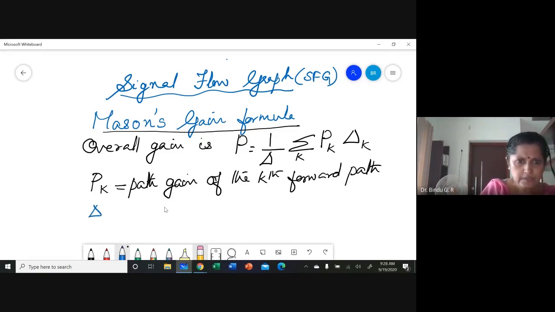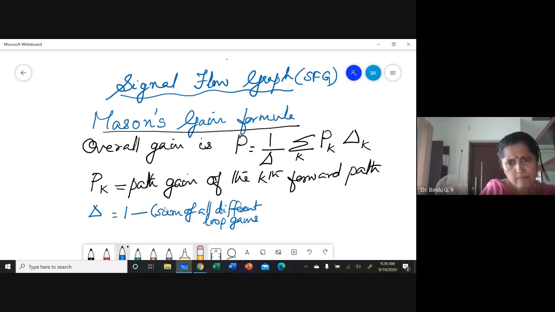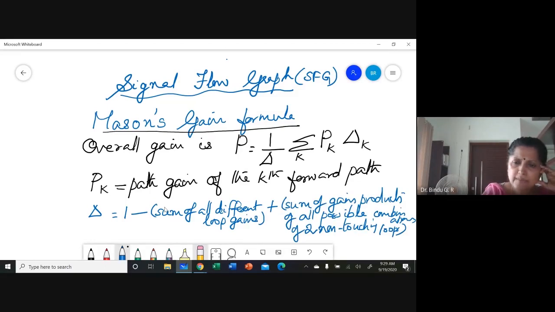Delta is 1 minus sum of all different loop gains, plus sum of gain products of all possible combinations of two non-touching loops, minus sum of gain products of all possible combinations of three non-touching loops, etc.